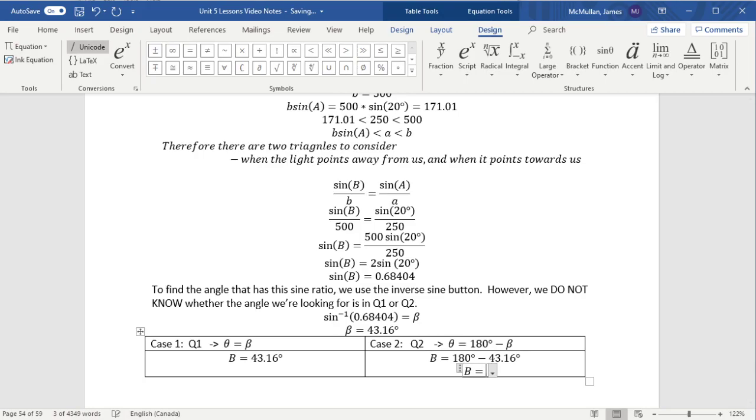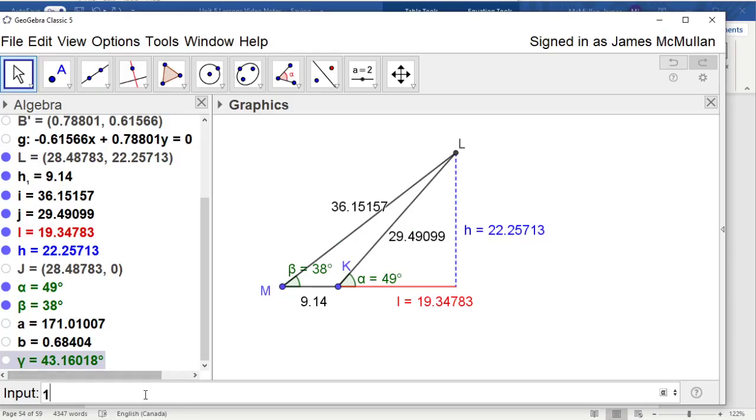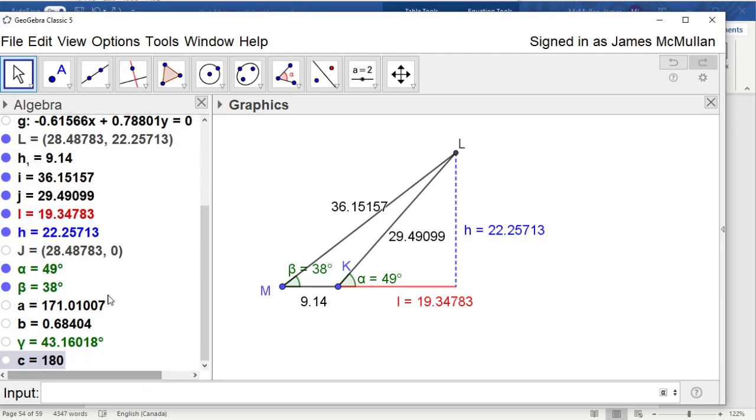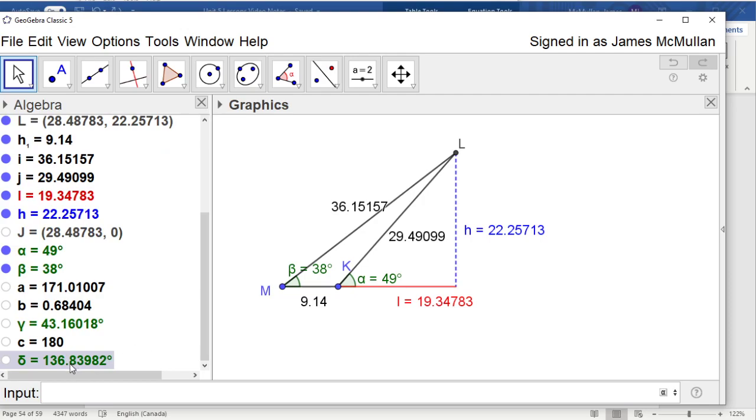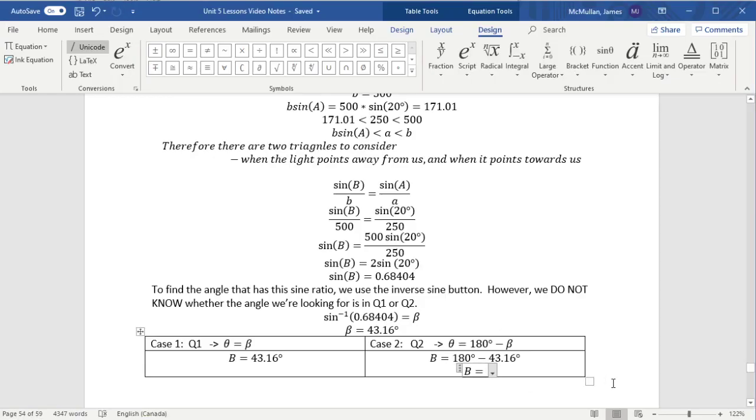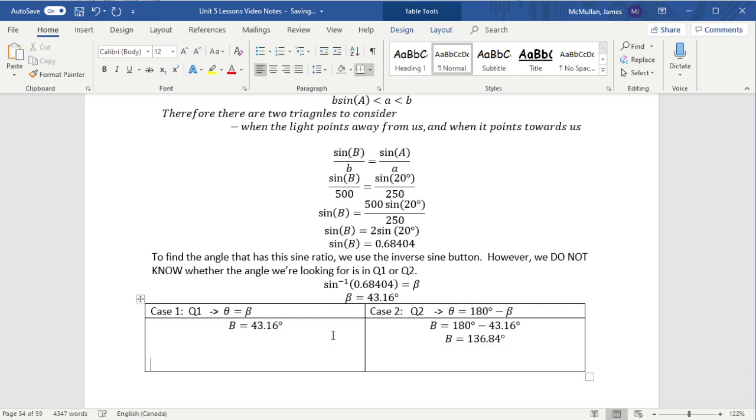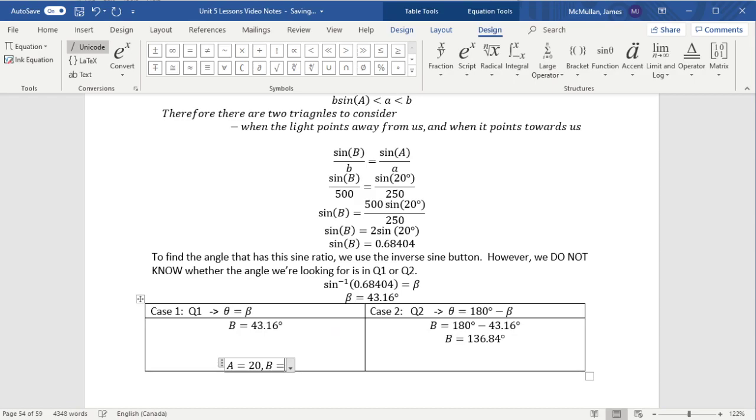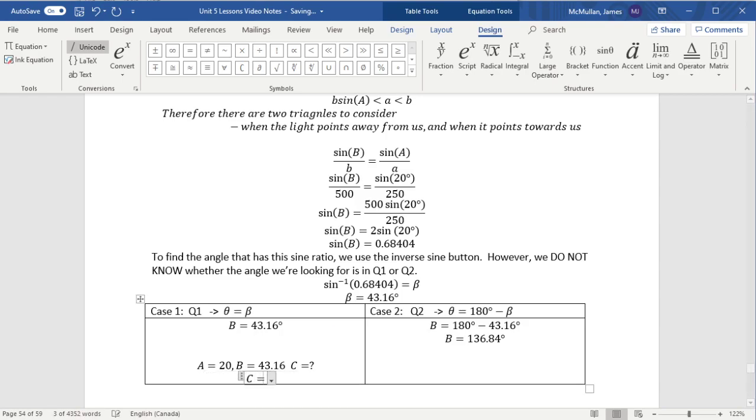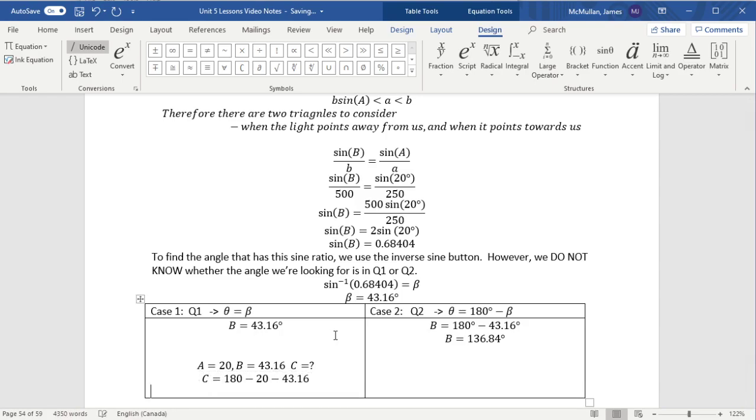And so I keep doing the question as though, let me just quickly do 180 degrees minus gamma, maybe? 136.84. So all I have to do is just keep doing the question as though each of these were the next step. The next step here is to then say, okay, I know what A is, 20, B is 43.16. What's C? Okay, so C, of course, would be 180 minus 20 minus 43.16.